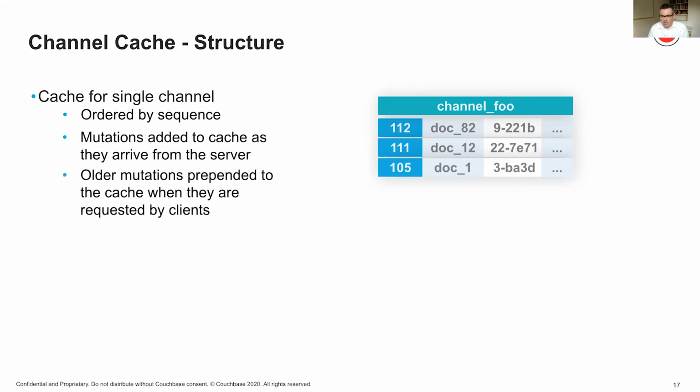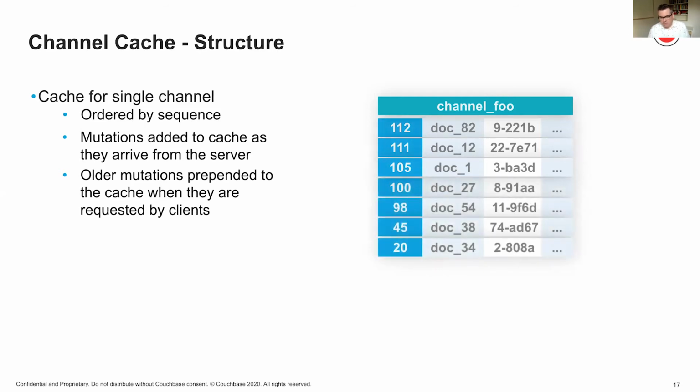Now, if a client does come and request older data that's not resident in the cache, Sync Gateway is going to issue a query for that. And if there's room available in the cache, it's going to prepend those results to the cache. So if a client had come in requesting everything since 0, and the cache was only resident from 105, we're going to issue a query for that data. In this case, we found 4 rows, and we prepended those to the cache. So that's what the cache looks like for a single channel, channel foo in this case.